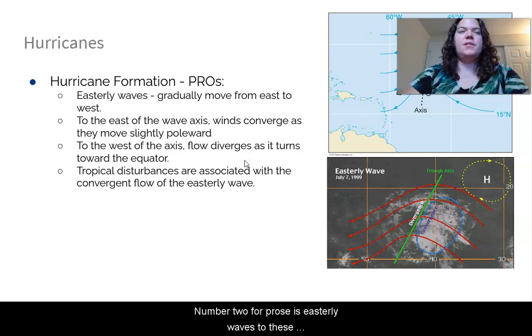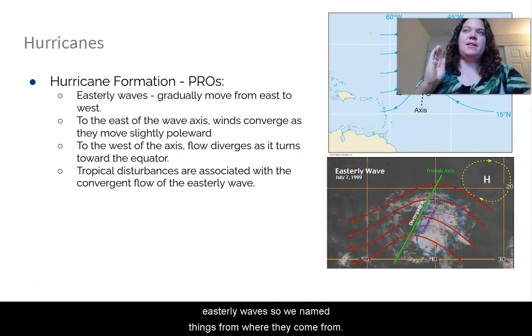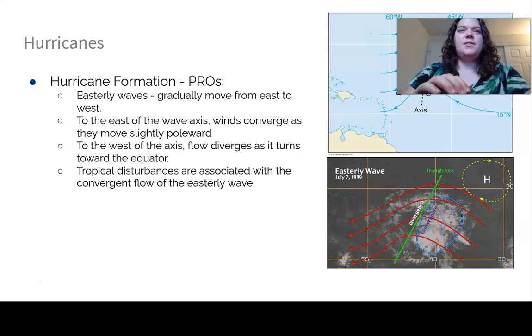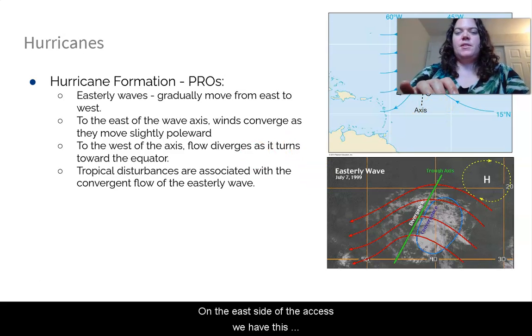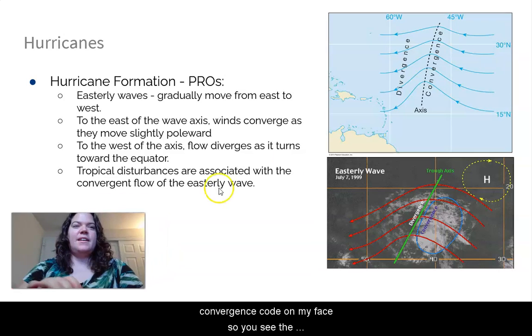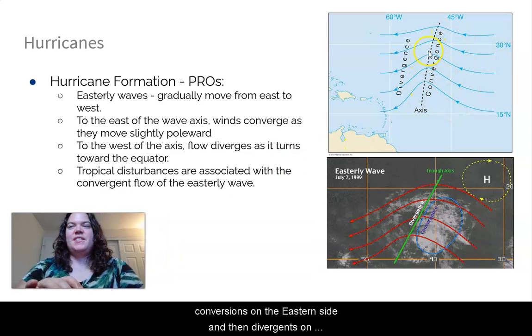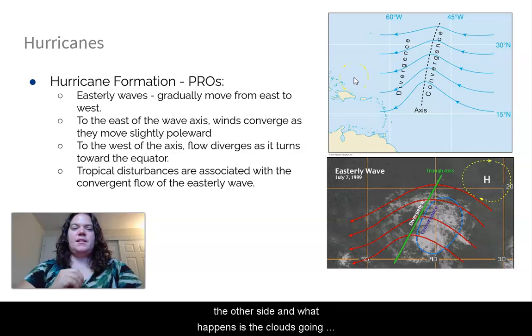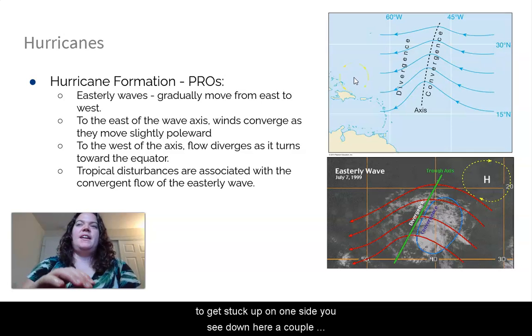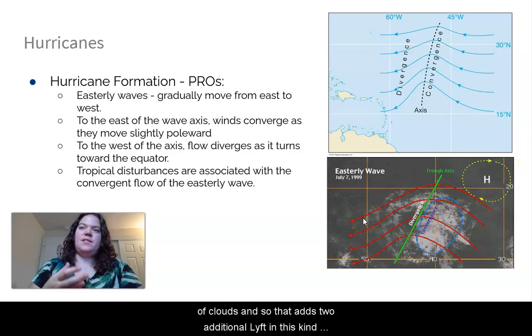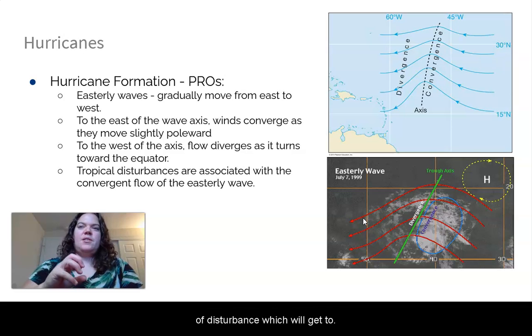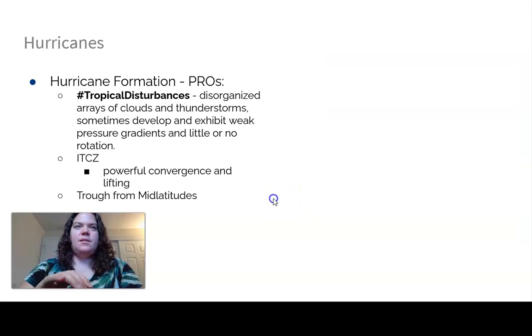Number 2 for our pros is an easterly wave. These generally move from east to west, hence the name, easterly wave. So we name things from where they come from. On the east side of the axis, we have this convergence. Okay, there we go. So you see the convergence on the eastern side and then divergence on the other side. And what happens is the clouds kind of get stuck up on one side. So you see down here, a couple of clouds. And so that adds additional lift in this kind of disturbance, which we'll get to just now.